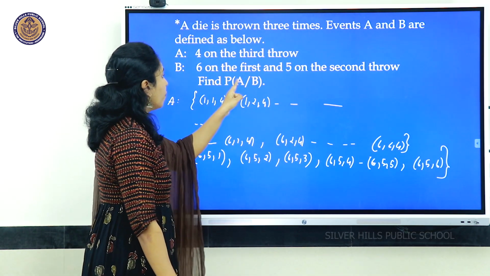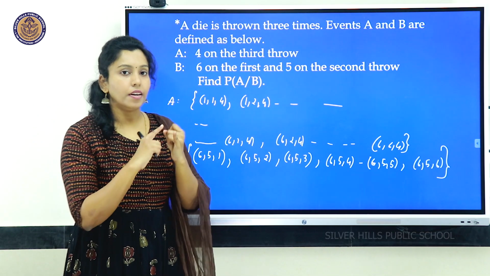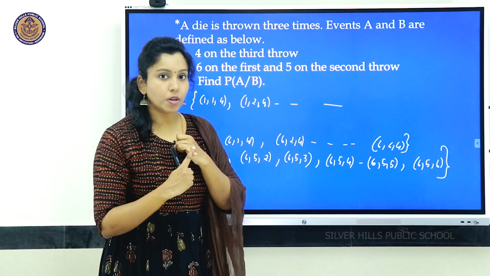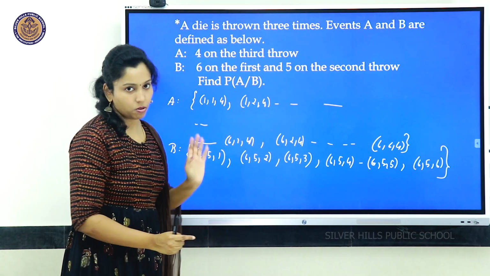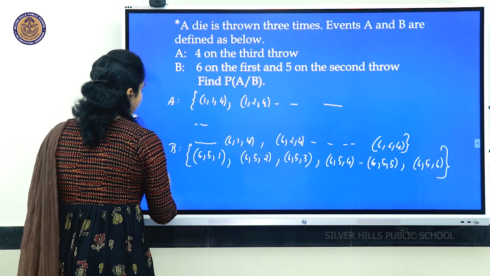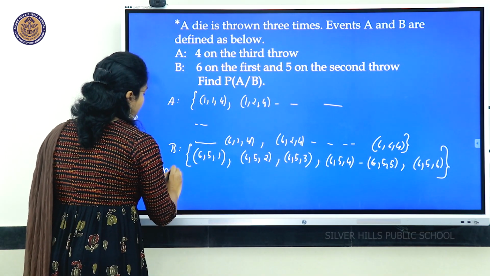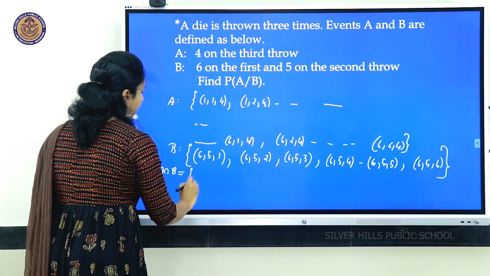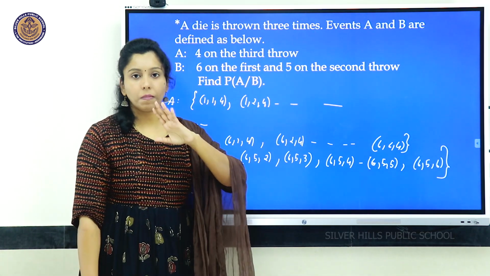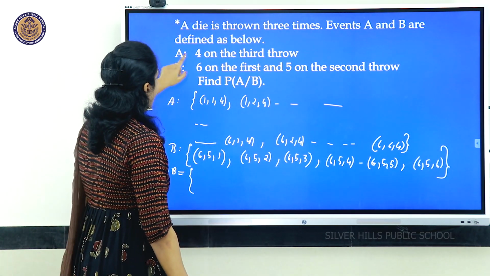Question is find P of A given B. So, I need P of A intersection B and P of B also. So, now will I just find A intersection B? What are the members common to A and B? A intersection B means, what does that mean?